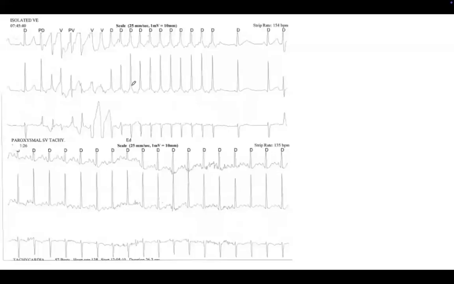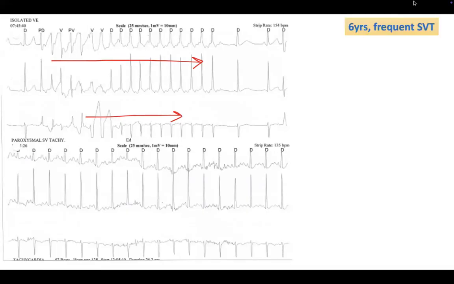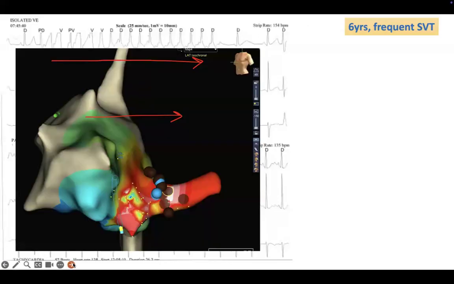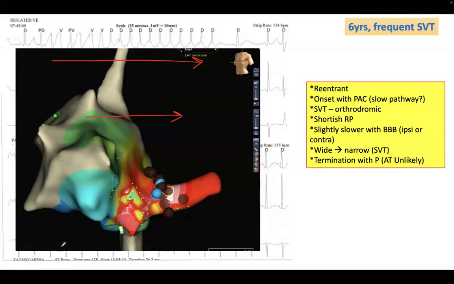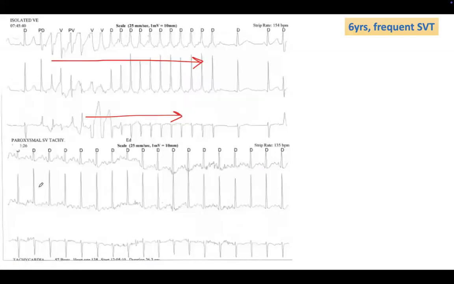Furthermore, when you have a wide complex rhythm and then it goes down to narrow complex rhythm. So for example here, okay, you have wide QRS, goes down to narrow QRS. Okay, that's a 6-year-old with frequent SVT. So I mean that's a P wave, PQRS, and then this T wave is different than this T wave. So there's probably a PAC that started the tachycardia. Okay, so it started with a PAC.